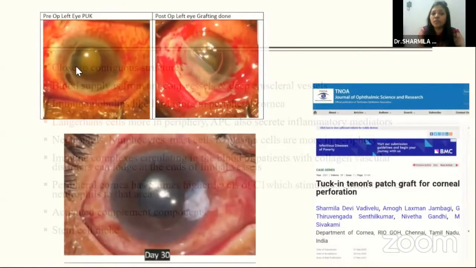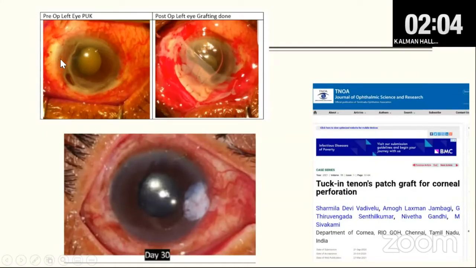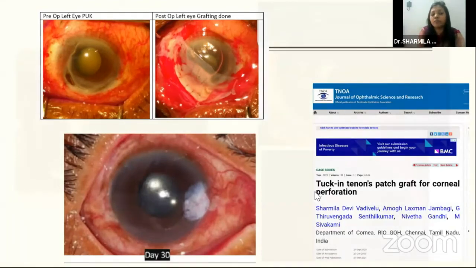For surgical management, we can do a conjunctival resection to buy time so that from the periphery, all these mediators do not come in. You can also do a lamellar patch graft or sclerocorneal patch graft with amniotic membrane grafting and topical or systemic steroids. For small sterile corneal perforations, we can even do a tuck-in Tenon's. We started doing tuck-in Tenon's for small perforations, and it's been published in our Tamil Nadu journal.